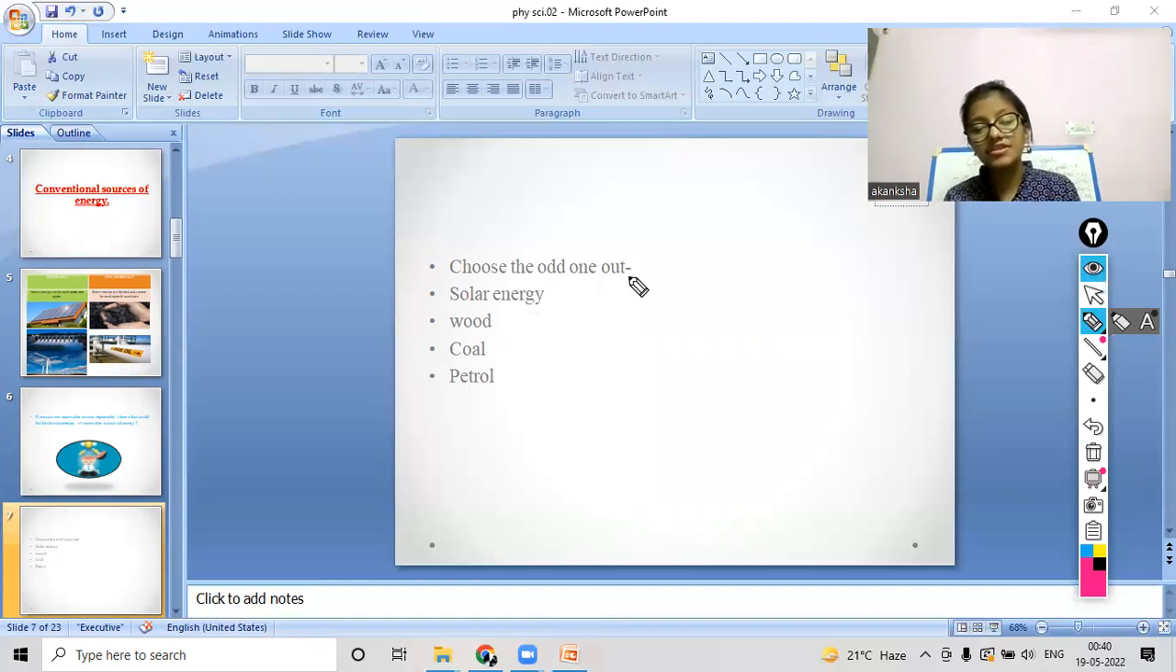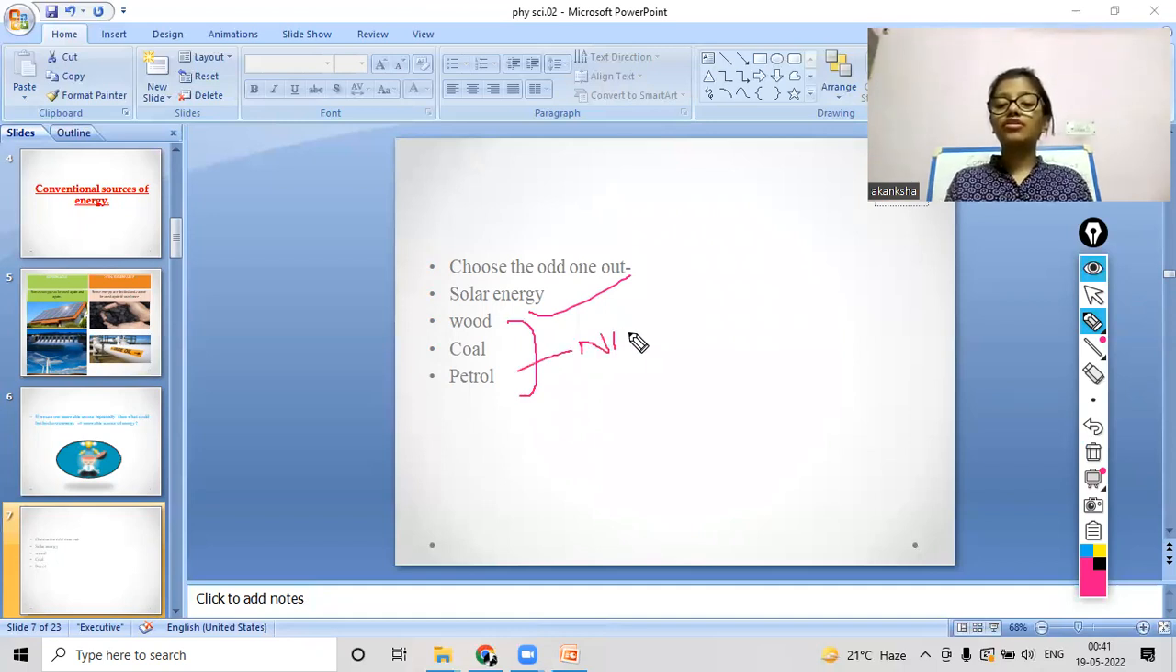Yes, the correct answer here is solar energy. Why? Because solar energy is a renewable resource of energy, whereas the others are non-renewable, right? These are non-renewable and solar is renewable. That's why it is the odd one out. This was all about energy.